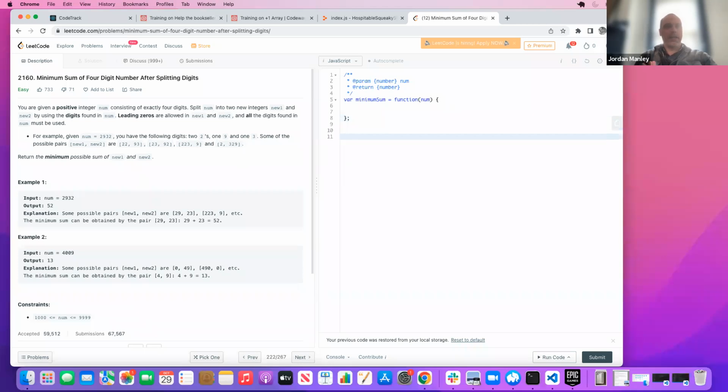This is not a difficult problem in terms of programming it, and it's really not a difficult problem in any way. But how would we know what rules will lead us to the lowest possible sum? Anybody have an idea? You can either speak up or put it in the chat. Any ideas?